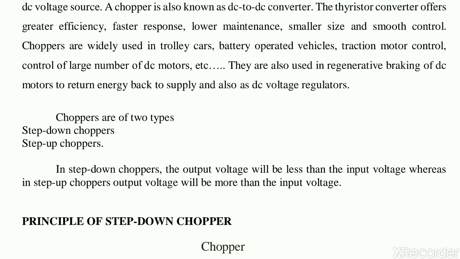In the step up chopper the input voltage is DC voltage and the output voltage is also DC voltage, but it has a higher value, or we can say it is an amplified version of the input DC voltage. So the step up chopper will boost the DC voltage given at the input, and at the output we will get the stepped up DC voltage.